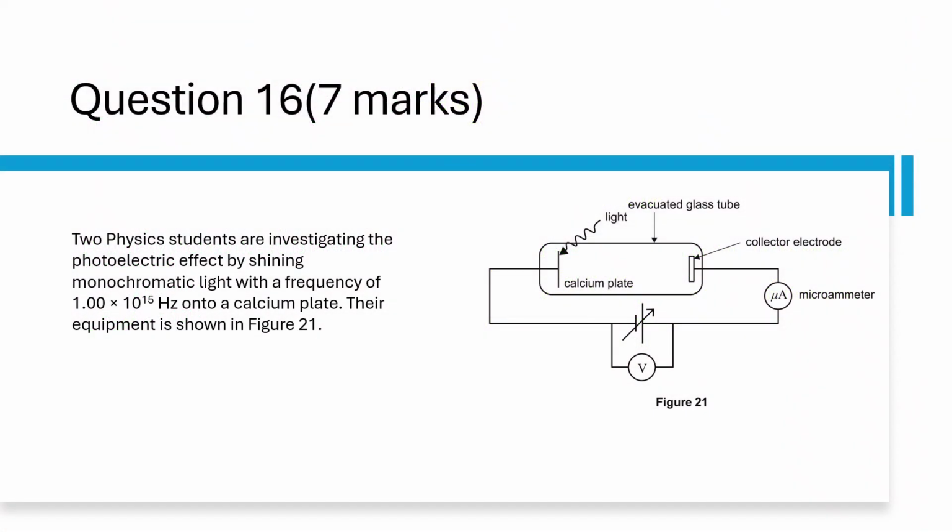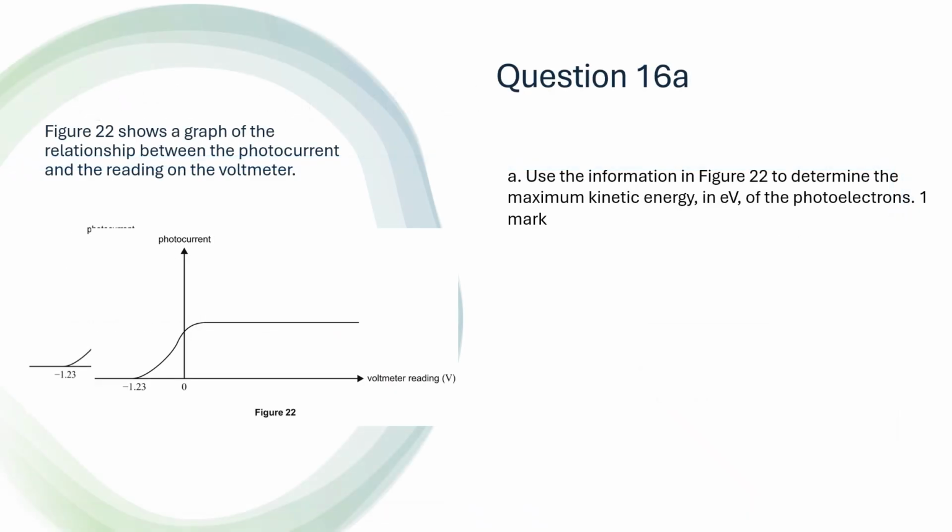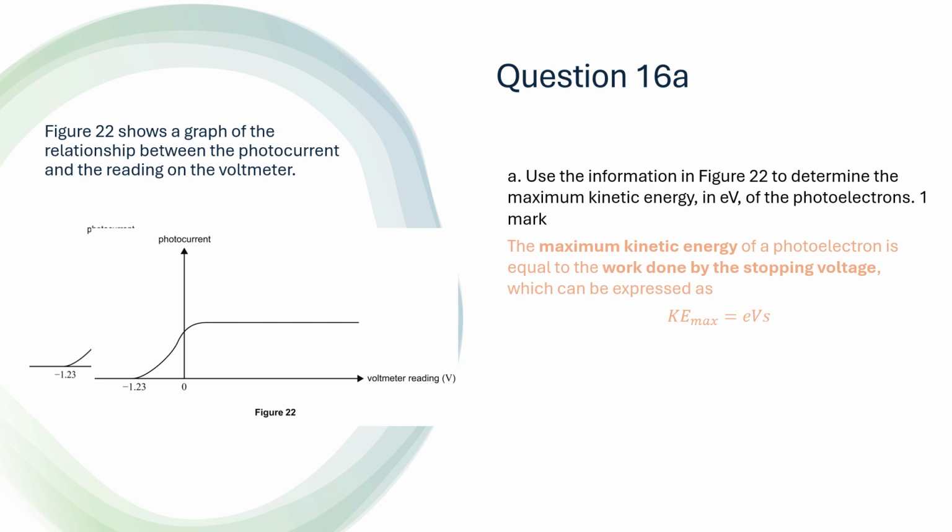We are experimenting to investigate the photoelectric effect by shining monochromatic light onto a calcium plate. The maximum kinetic energy of a photoelectron is equal to the work done by the stopping voltage, which can be expressed as, and its numerical value in electron volts is the same as the stopping voltage in volts.